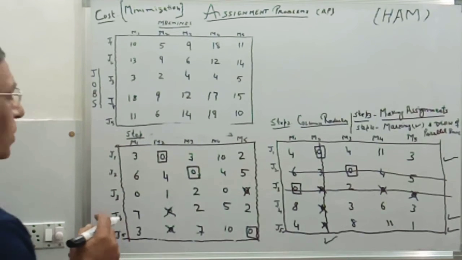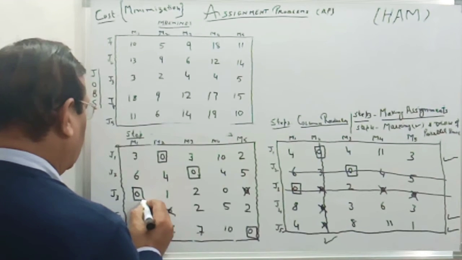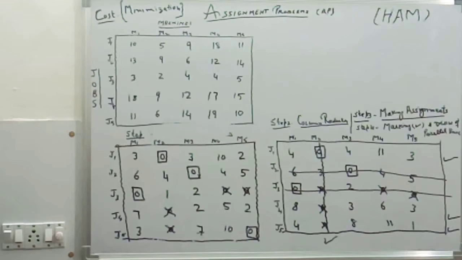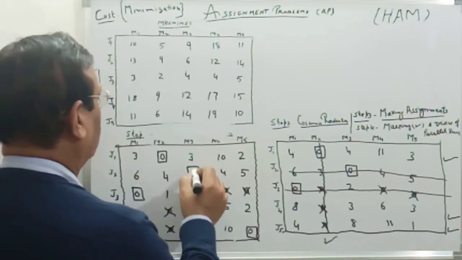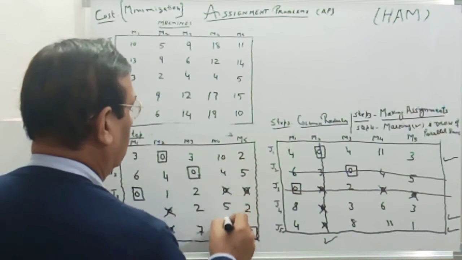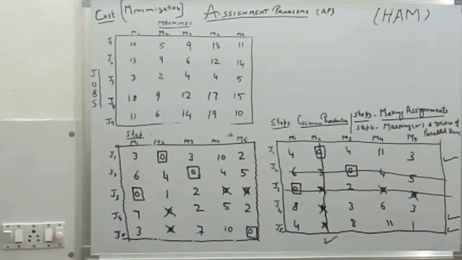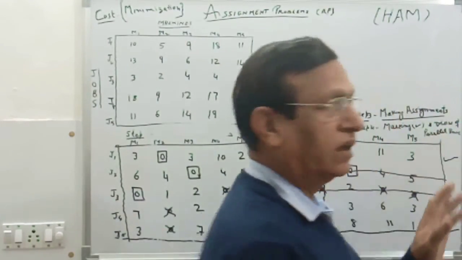Now come to the columns. In the first column there is a single 0 and cross all other zeros lying in that row. Now again second column no 0, third column assignment is there, again 1 0. Now the assignments have gone from 3 to 4, one assignment has increased, but we want 5 assignments. It means again we have to mark and draw the parallel lines.